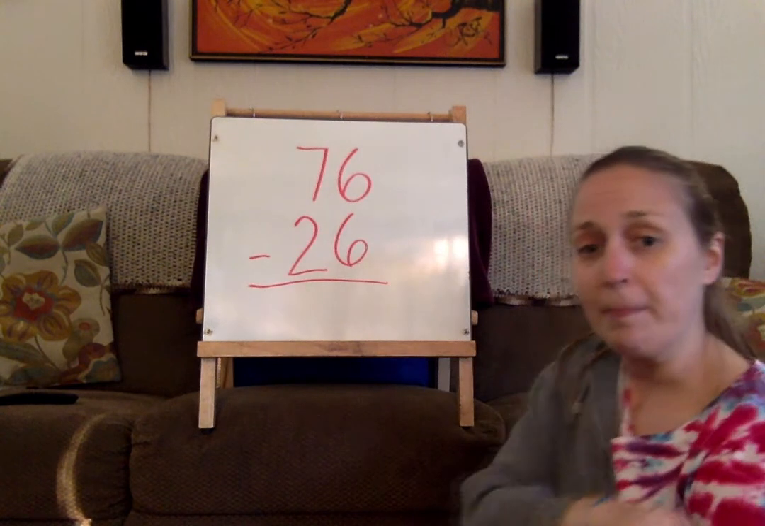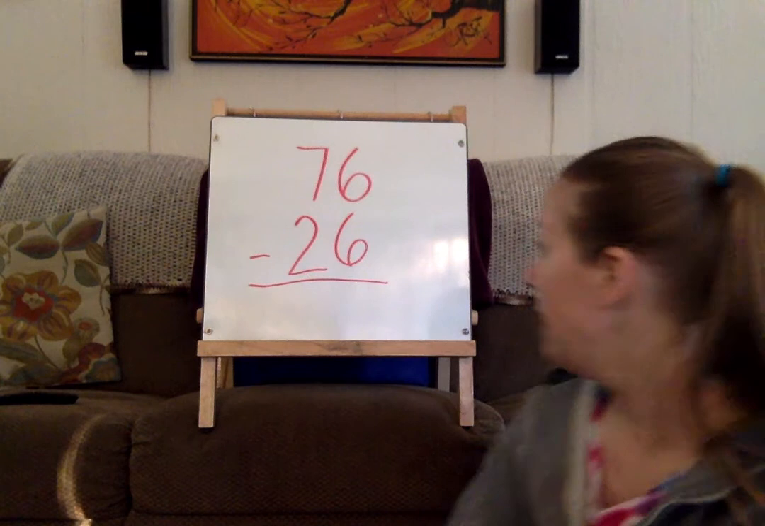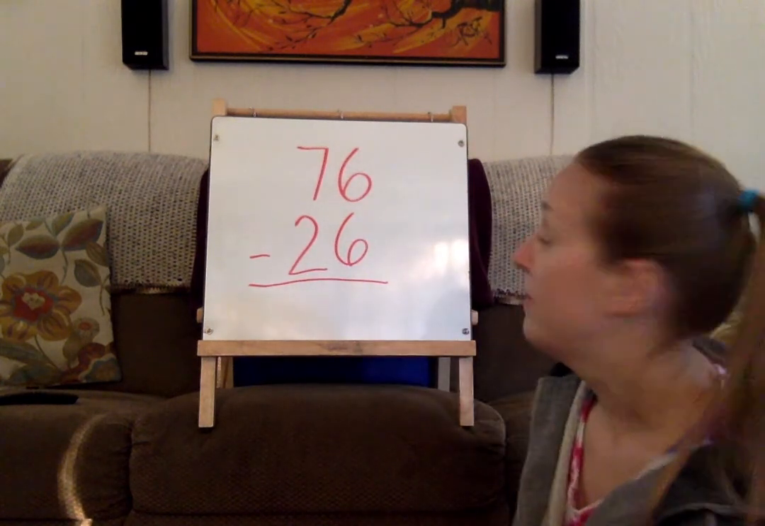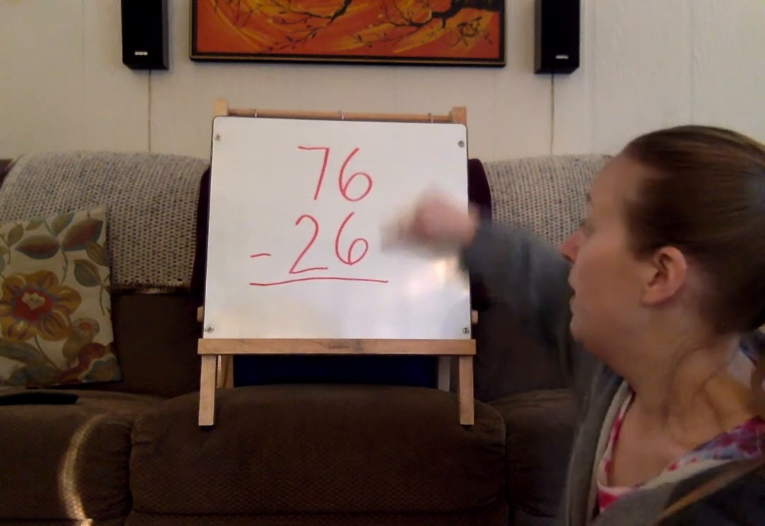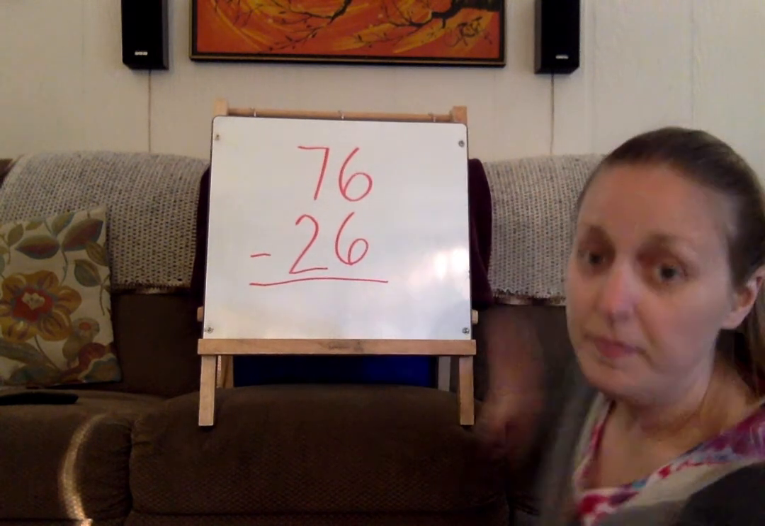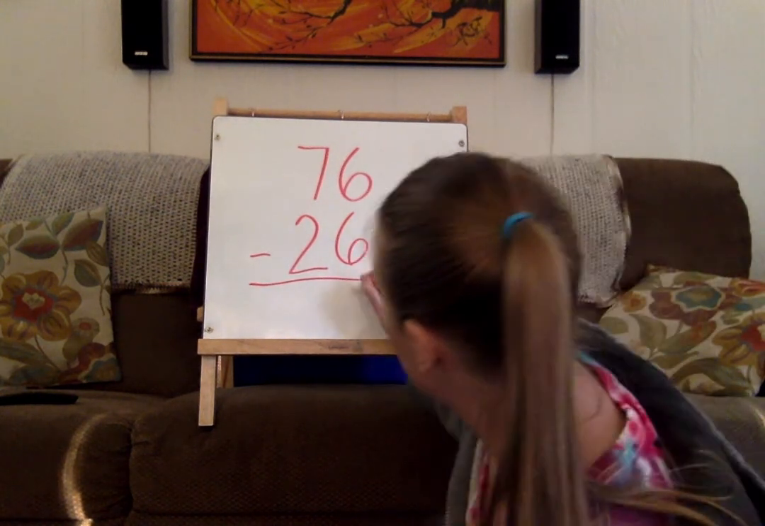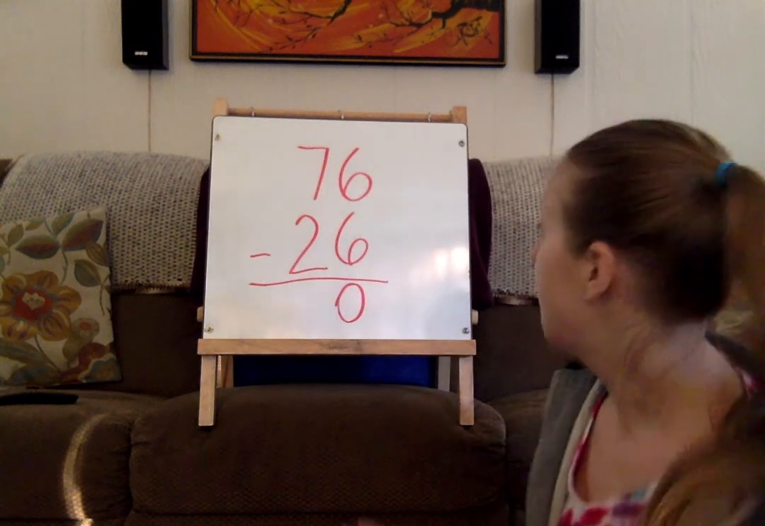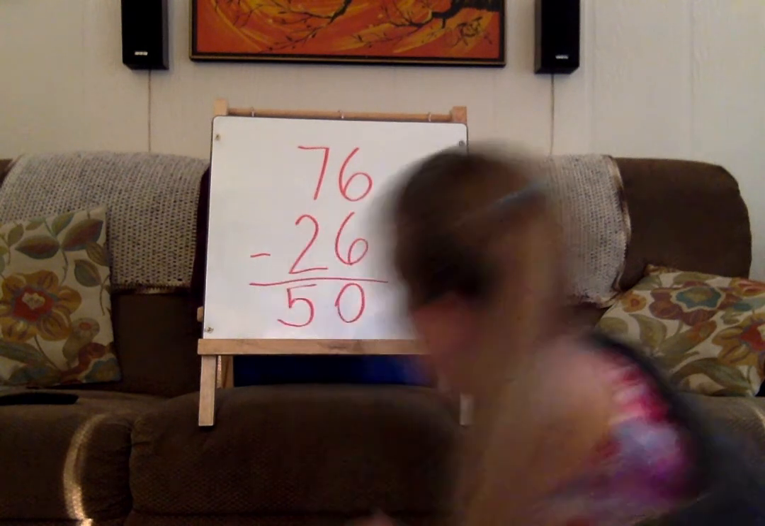So this one, I can say my rhyme. I'm going to look at my ones and say, more on the top? No. More on the floor? No. Numbers the same, zero's the game. So I know that 6 minus 6 is going to equal 0, and 7 minus 2 is going to equal 5.